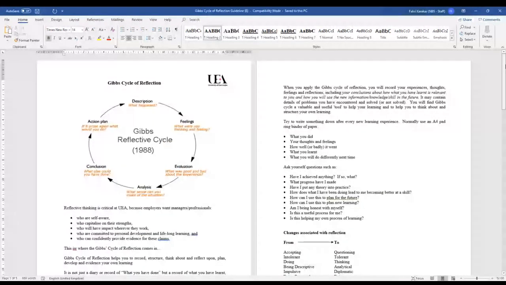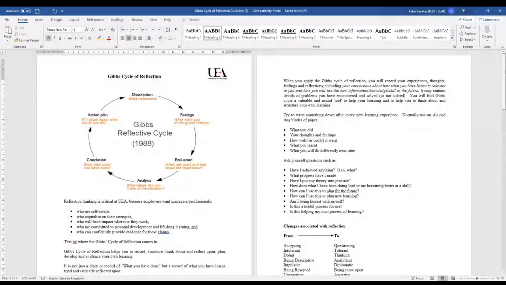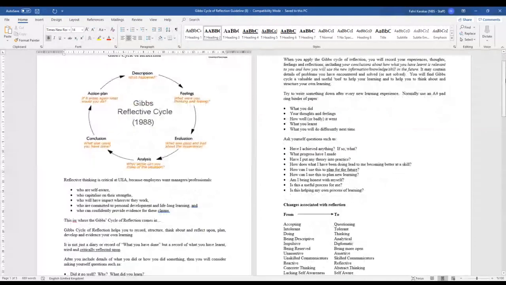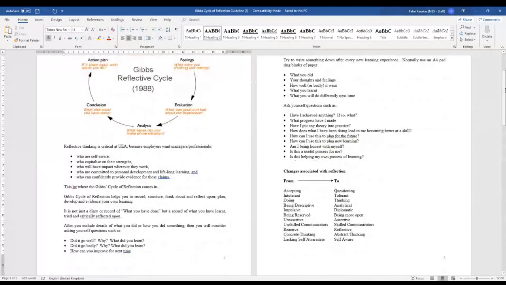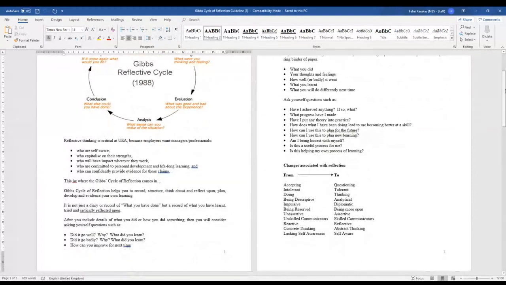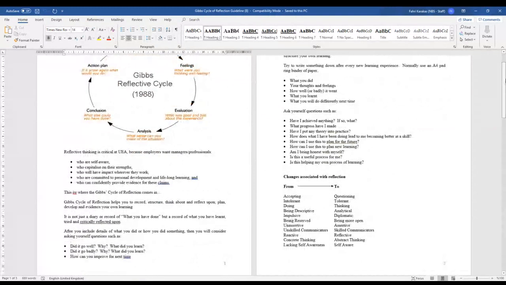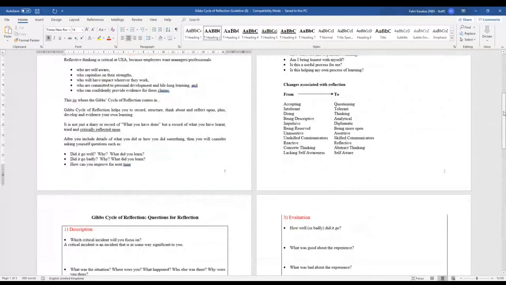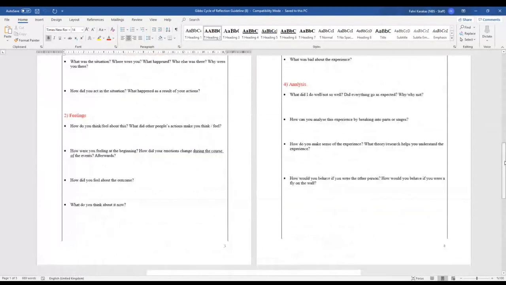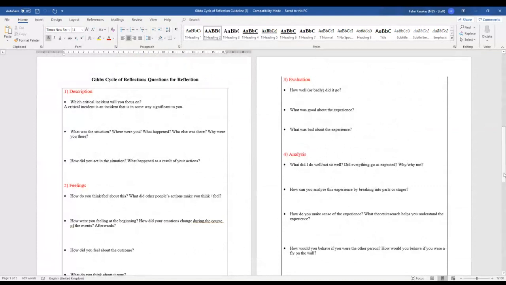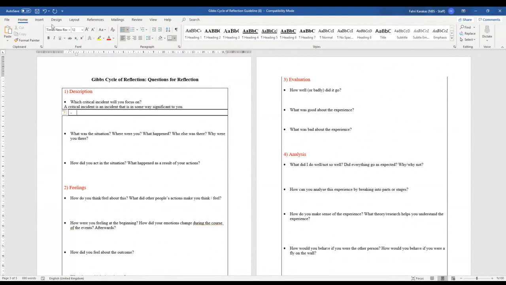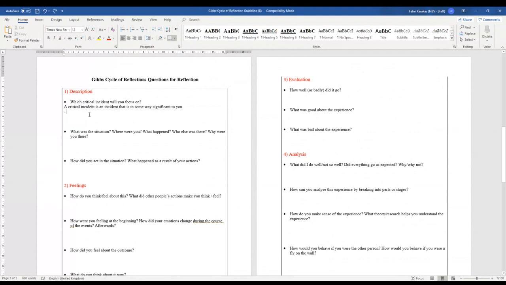You can see that in the first 2 pages, it gives you some guidelines on how to achieve good reflective thinking. So you can have a look at that. But let's go to page 3 for now. And please start typing up your experiences, your critical incident. Please open the document and start typing up your critical incident.